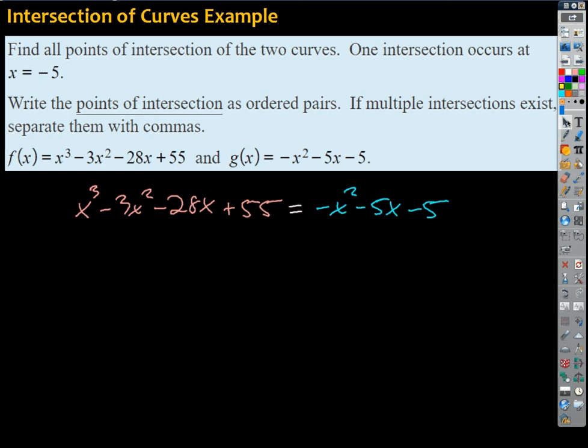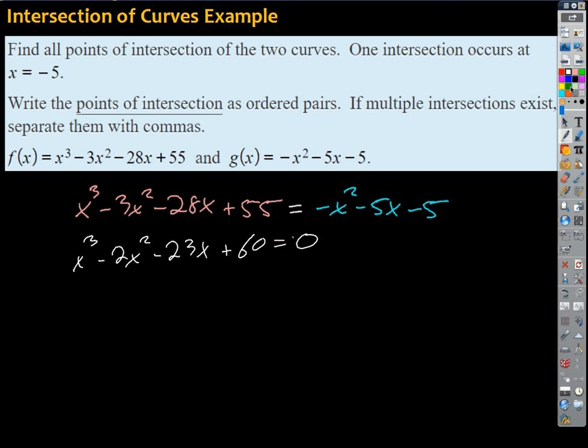So we end up with the equation x cubed. If I'm going to add x squared to negative 3x squared, I'd get negative 2x squared, right? Add 5x to negative 28x, and I get negative 23x. And if I add 5 to 55, I get 60.